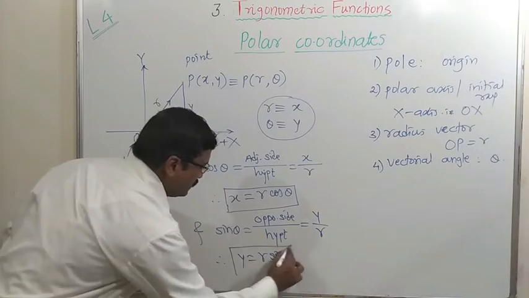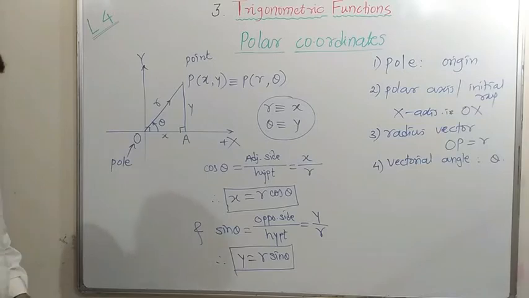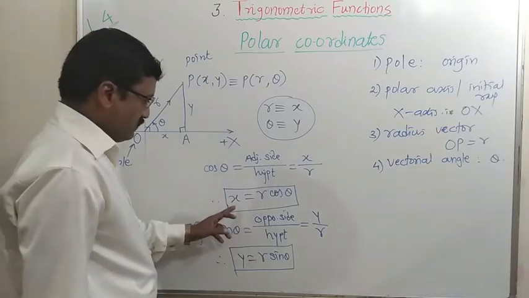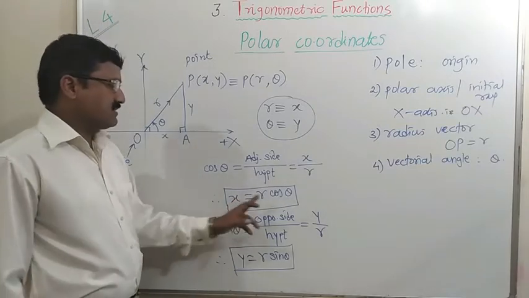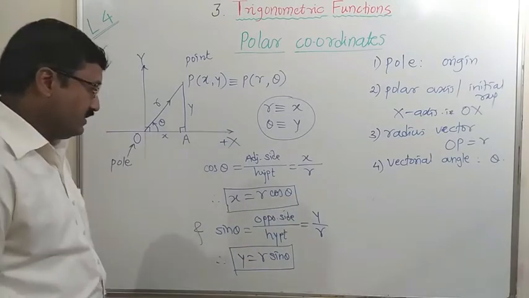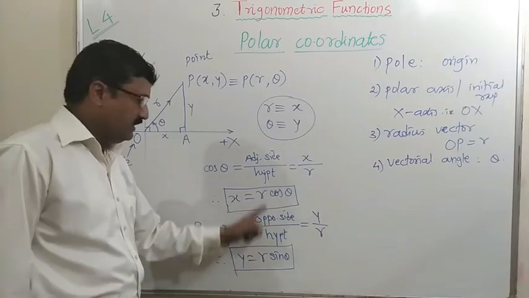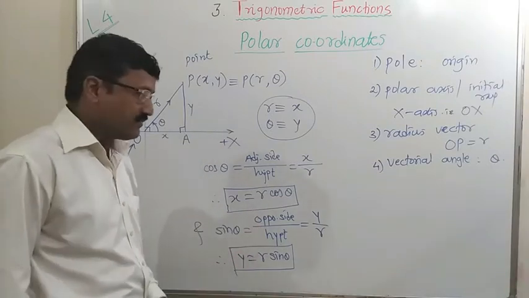So this y is nothing but r sin theta. So we get these two relations. This is the relation between x, r and theta. This is the relation between y, r and theta. Let us find the relation between theta and x, y. Means just we will eliminate this r from these two.